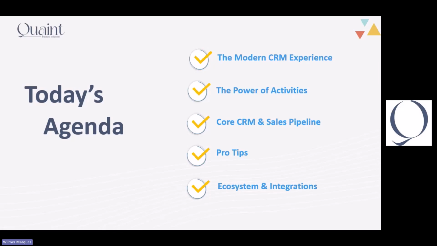It's easy to navigate, easy to go through, especially if you're on a mobile device or on the road, as most salespeople are. We're going to jump into some activities, the power of the activities for CRM, touching base on opportunities as well, sales pipeline. And then I'm going to leave a couple pro tips in there to then finish with the ecosystem integrations and communication, as well as the mobile access option that we have. Now, let's jump into our demo environment.